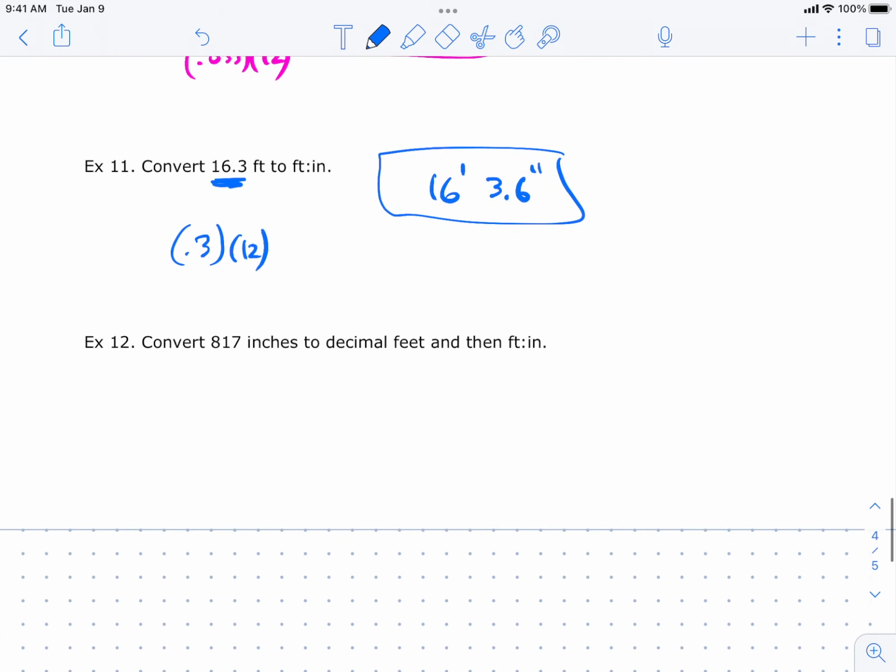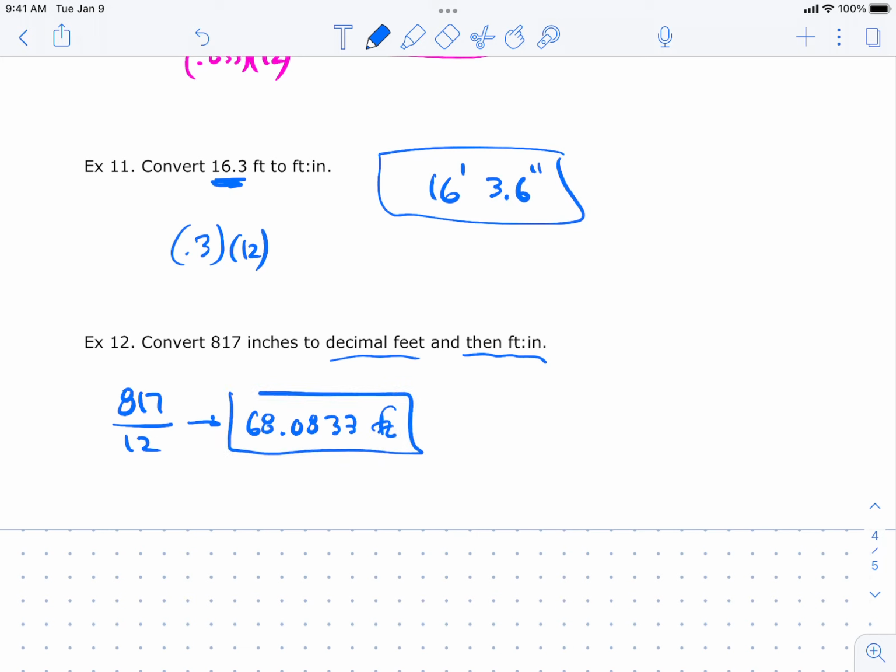817 inches to decimal feet, and then this is like a two-parter, and then feet and inches. Well, 817 inches. You know that every 12 inches is a foot. So you divide by 12, and this is going to come out to a big number. 817 divided by 12, I got 68.083, and maybe I'll put an extra 3 on there for luck. That's how many feet it is.